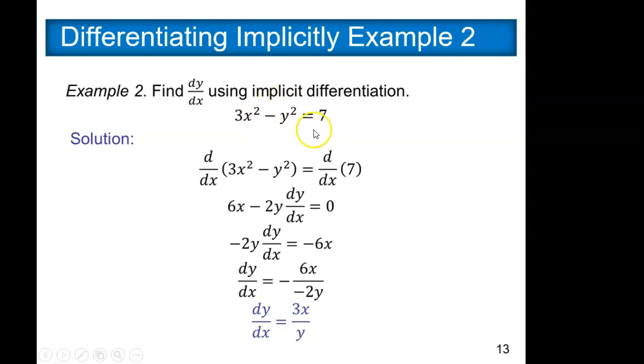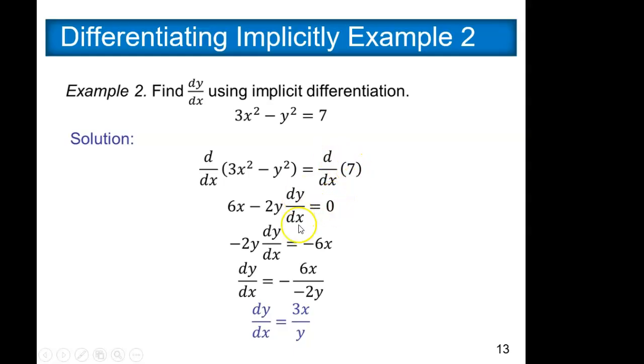Basically we're going to take the derivative of both sides, but in doing that, we're going to eventually end up taking the derivative of each term here. So the derivative of 3x squared is simply 6x. No need to put the dx here. And then here we've got the derivative of y squared, which would be 2y, but we do need to put dy/dx because this is a y term and we're taking the derivative of a y term, so we need to follow that with the dy/dx. The derivative of the 7 would be 0.